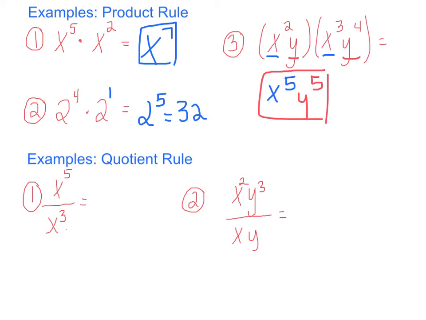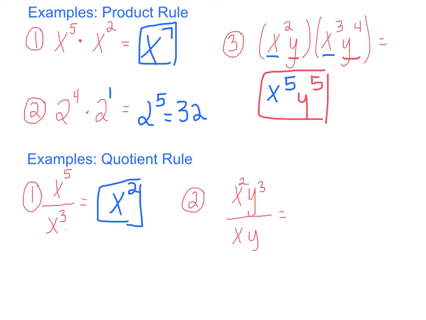The second rule is the quotient rule. The quotient rule says that we subtract our exponents. When we are subtracting, we want to make sure we always have a positive result. So on this one, x to the 5th over x to the 3rd, the answer would be x squared, and the x squared would be in the numerator, because 5 is bigger than 3, and that gives us a positive result.